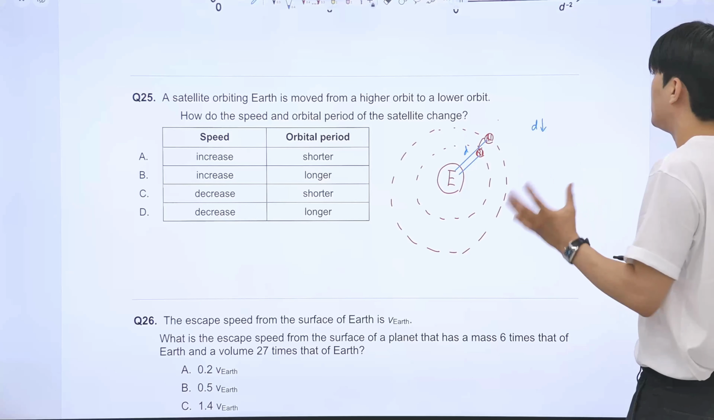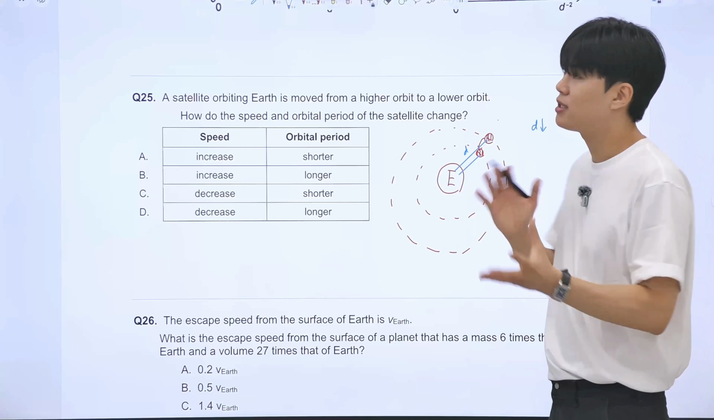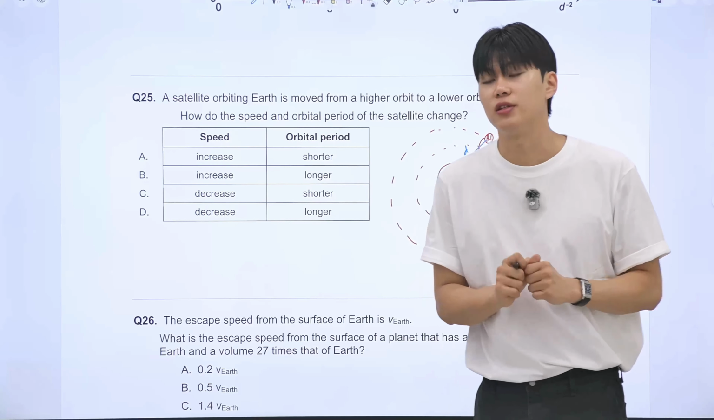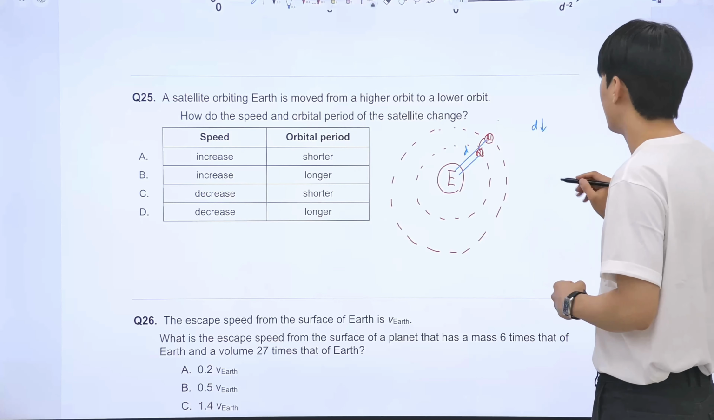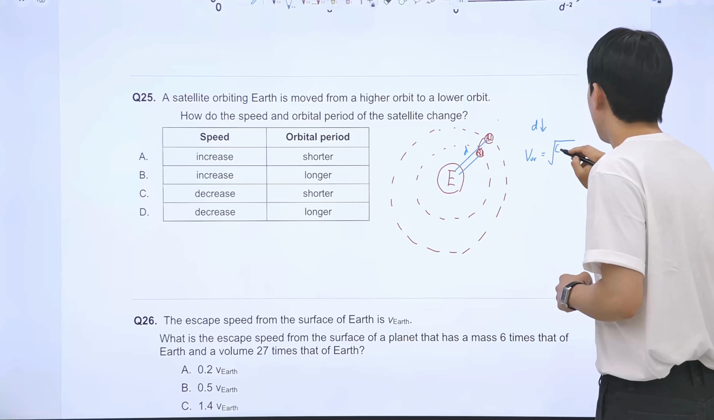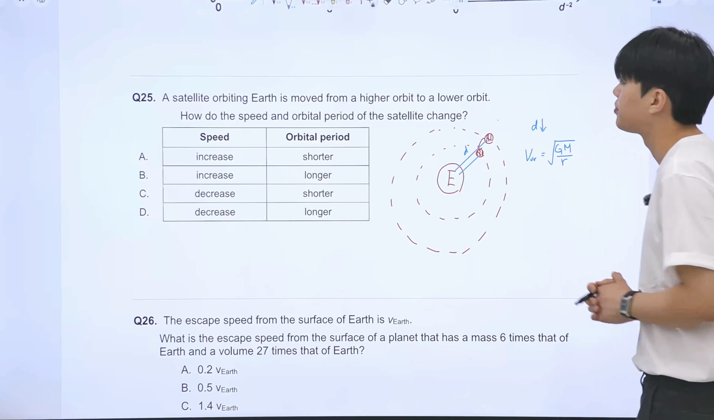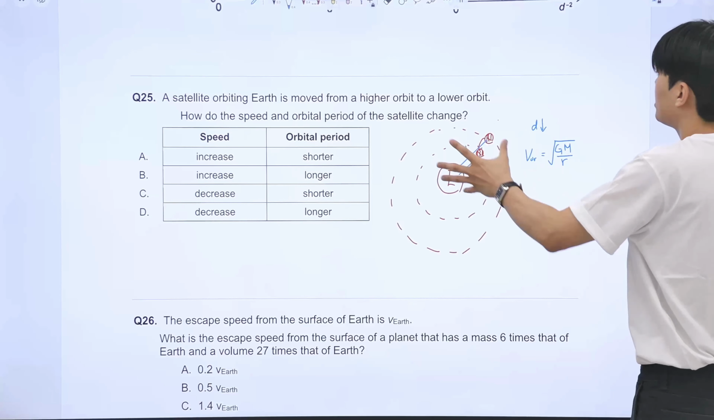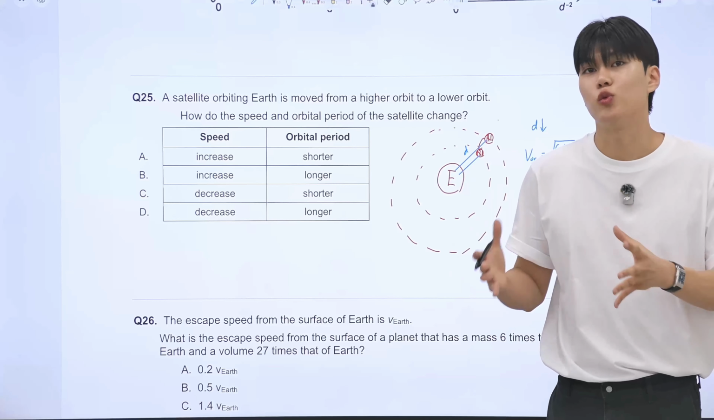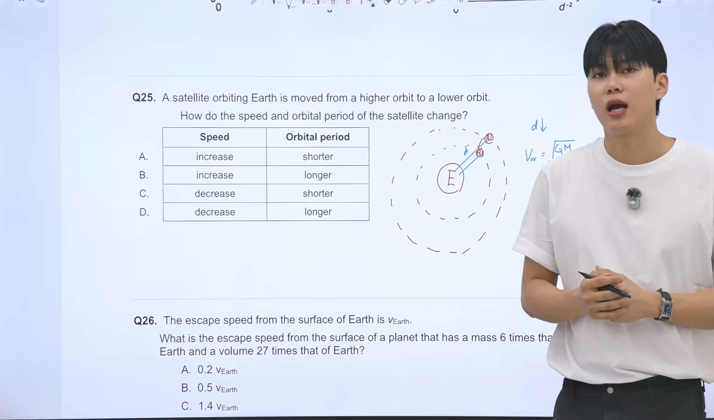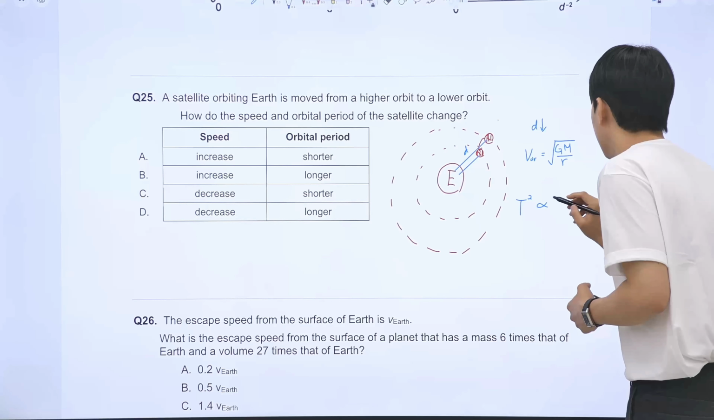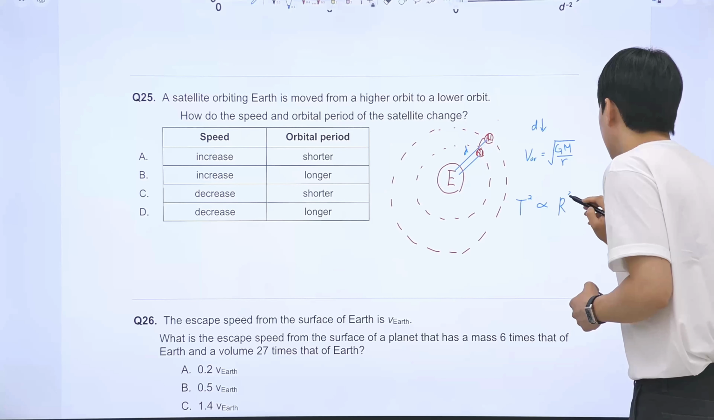If you think about the speed, they can talk about either the orbital speed or the linear speed, two different things. But let's think about the orbital speed first. It's given in the formula booklet, and that equals root GM over r. And for the orbital period, we have an exact formula to calculate that, but we would have to derive it. If you think about Kepler's third law, we can say the period squared is proportional to the distance, in that case r cubed, right?